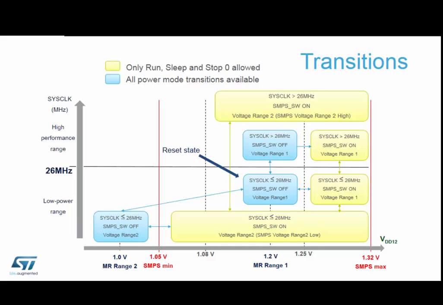And this is also the condition which allows us to increase the frequency of the micro, because once the SMPS is working, we can go up with the frequency. So we are landing in this area. We are using 80 megahertz of the system clock. Is it clear to you?